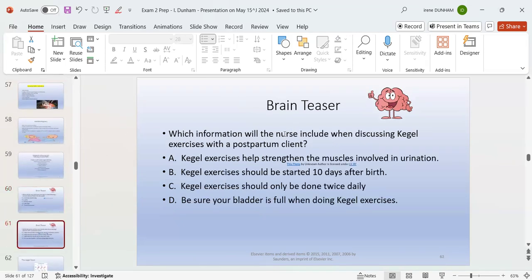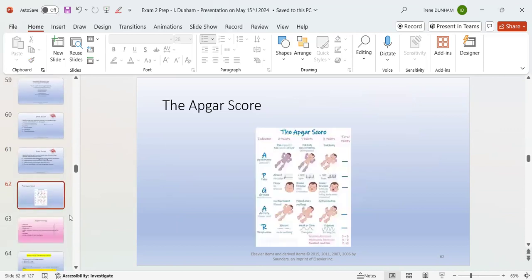Here we go, another brain teaser. Which information will the nurse include when discussing Kegel exercises with a postpartum client? A, Kegel exercises help strengthen the muscles involved in urination. Absolutely. Those are exercises she can do after delivery that will help her with urination, and it helps her later in life.